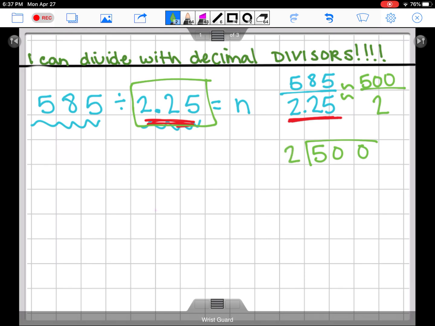2 can fit into 5. 2 times 2 is 4. Subtract, you're going to have 1. Drop down your 0. Drop it like it's hot. 2 fits into 10. 5 times 2 is 10. Subtract, and we have nothing left.